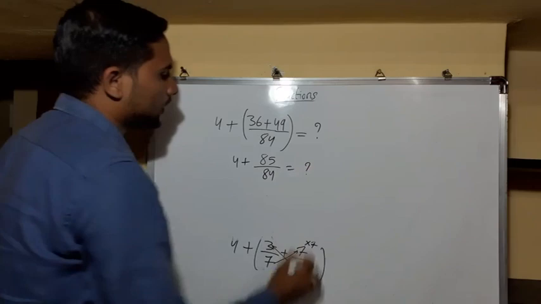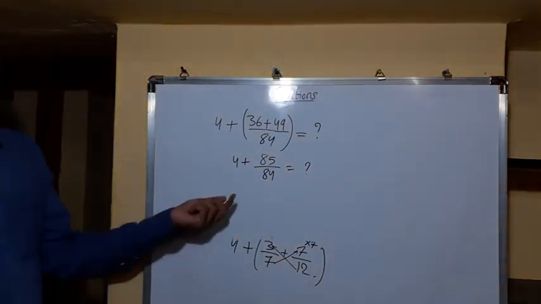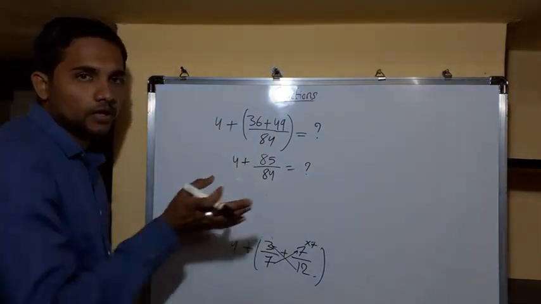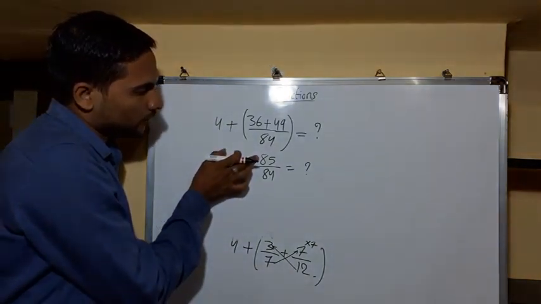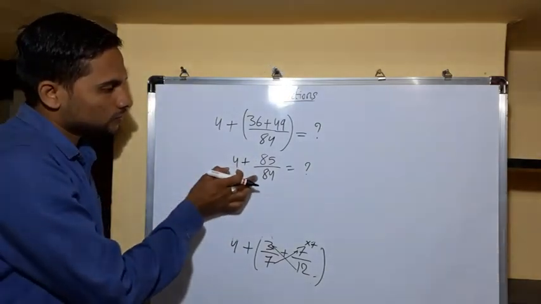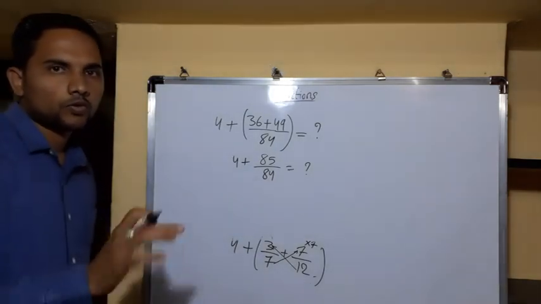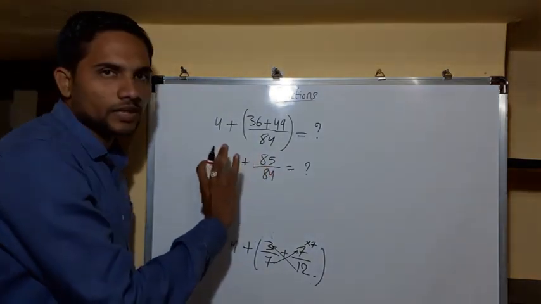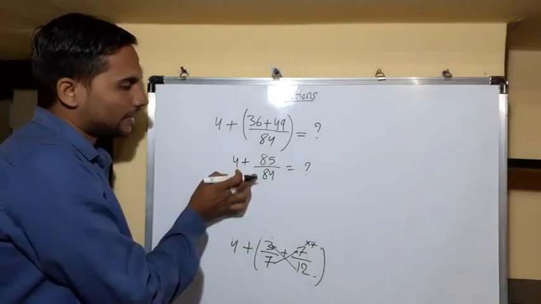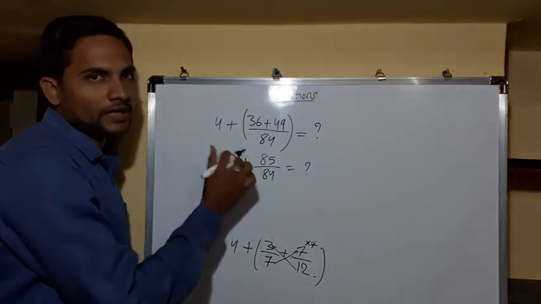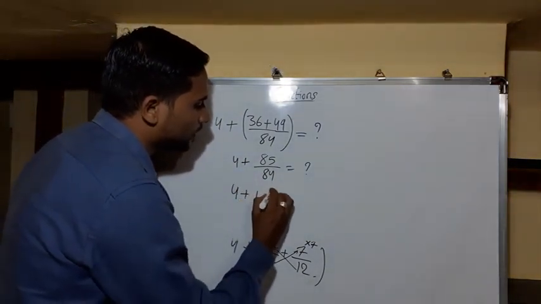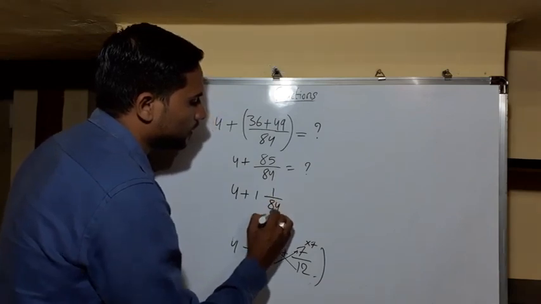85 by 84. So now friends, check here. What I told, the first rule, always the answer should be in the proper fraction format. See here, the numerator term is greater than the denominator. So it is in the improper fraction format. So try to convert into the proper form. How to do it? We have to just do the simple division. See, 84 ones are 84, right? I can do 84 ones are 84, and the remainder 1 will be left, right? So I can write 4 plus 1 integer 1 by 84.